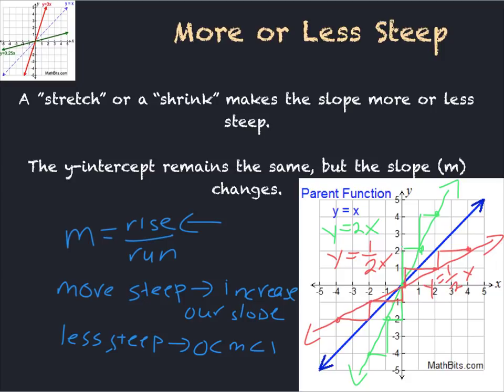So to make the graph stretch, or to make it more steep, what you're going to want to do is increase the slope. If you want to make it less steep, you're going to want to decrease the slope. But remember, make sure it's between 0 and 1. Make sure you make it into a fraction. Do not let it become a negative, because that'll just flip the direction of the line, which is actually what we're doing next, reflection.